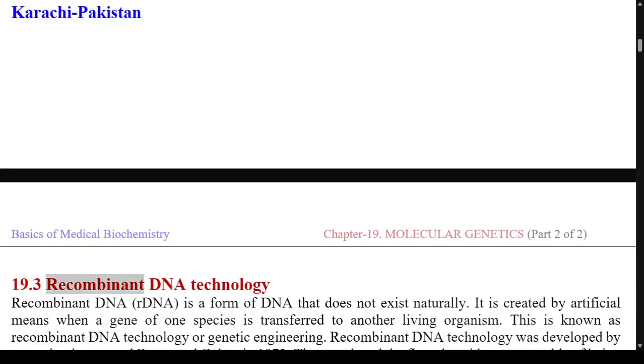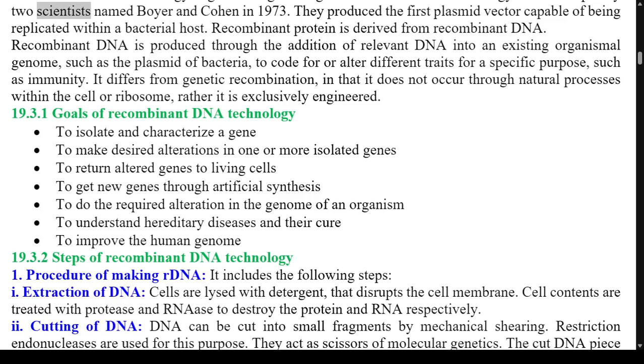19.3 Recombinant DNA Technology. Recombinant DNA, rDNA, is a form of DNA that does not exist naturally. It is created by artificial means when a gene of one species is transferred to another living organism. This is known as recombinant DNA technology or genetic engineering. Recombinant DNA technology was developed by two scientists named Boyer and Cohen in 1973. They produced the first plasmid vector capable of being replicated within a bacterial host.